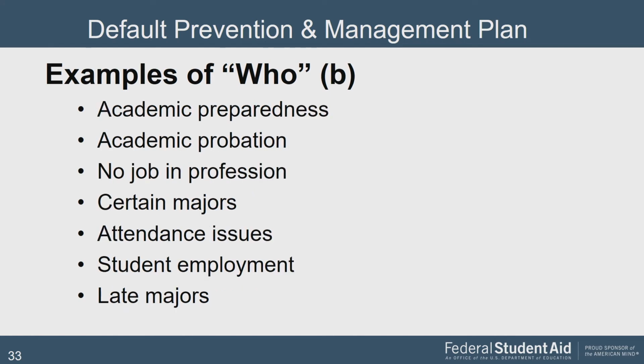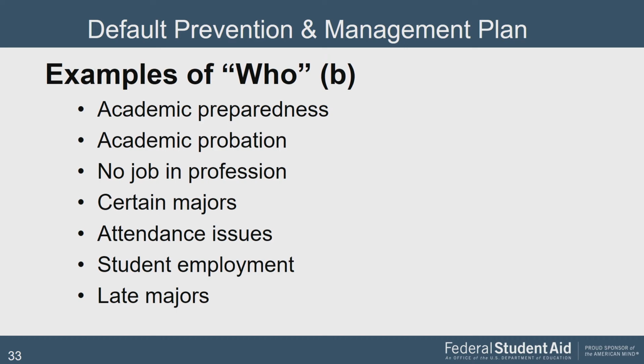So, is academic preparedness an issue? Are there majors on your campus that are producing these numerator folks? You know, student employment, is that part of the issue? You know, late majors, I'm glad to see that many institutions have been doing a better job at encouraging students at an early stage of their career to identify a major, so you don't have students walking around in their junior year undeclared.